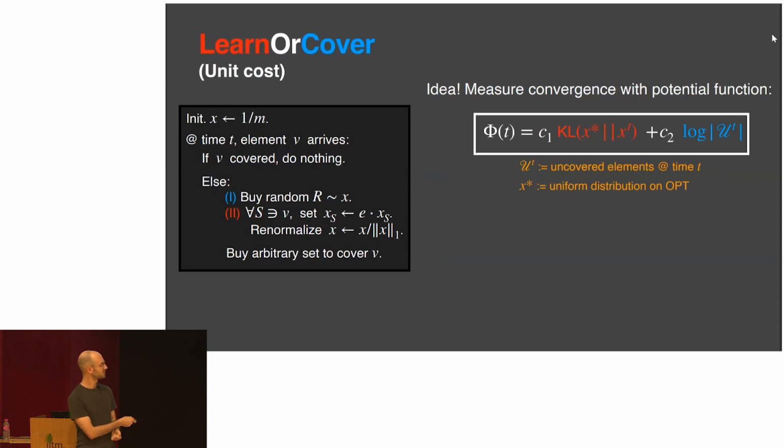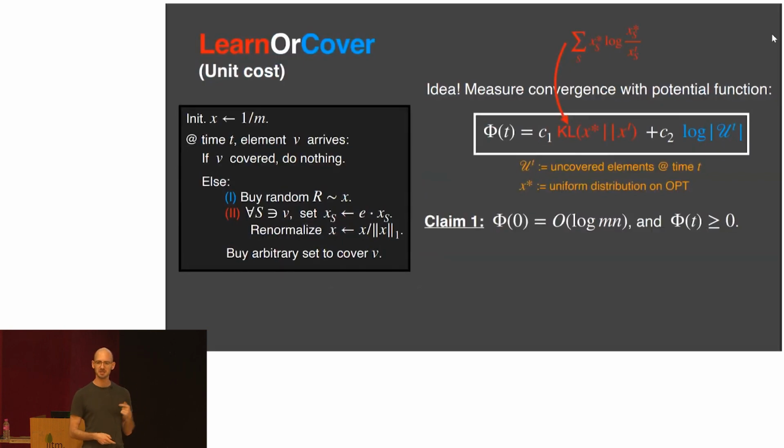Okay, so here's the potential function. It's the KL divergence between x star and xt. X star is the uniform distribution on opt, and think of this as the optimal distribution I should be sampling from. And xt is my current solution at time t. Plus log of the number of uncovered elements. So this blue part's actually exactly the same from the last section. This part's now changed. Okay, and this is the KL divergence if you haven't seen it before, but we're not going to do the algebra, so it's not going to matter too much.